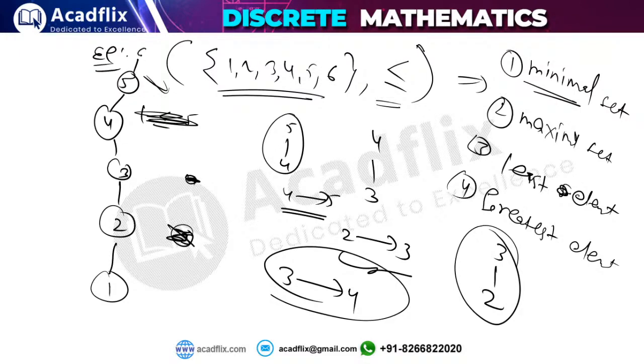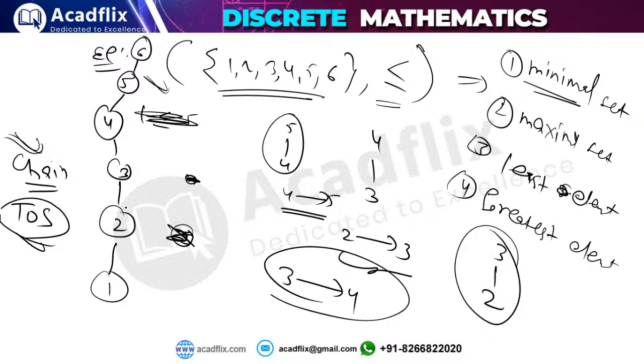Now where should I put 6? I should put 6 here. So you can see there is a chain here. Actually, if you remember, we have already covered this concept. A chain is also called a totally ordered set. You can refer to our previous lecture on POSET, the previous lecture on set theory, where we covered that a chain is nothing but a totally ordered set.